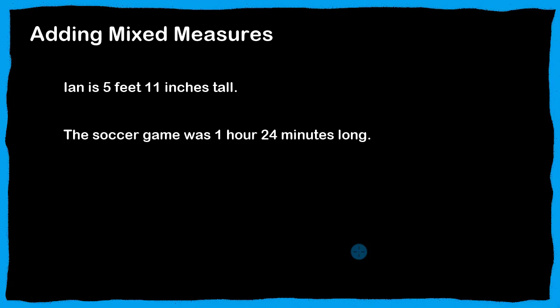Okay, today we're going to be looking at adding mixed measures. So a mixed measurement is a measurement that includes two different kinds of units, but within the same category. So here are two examples.